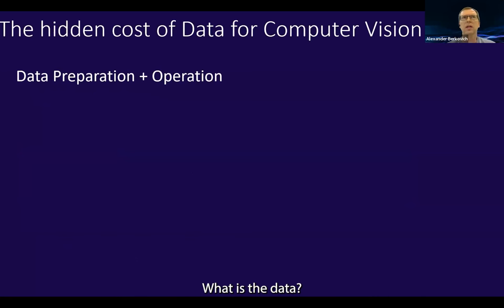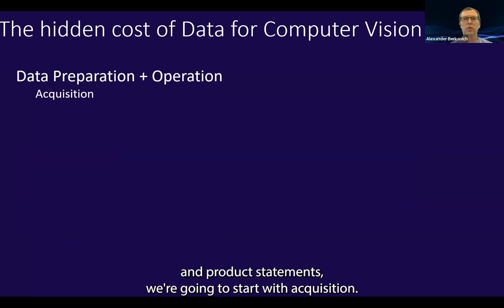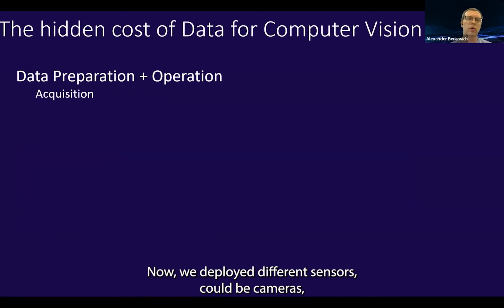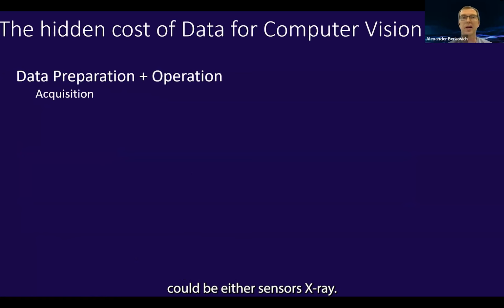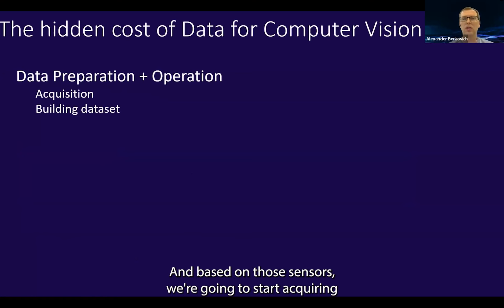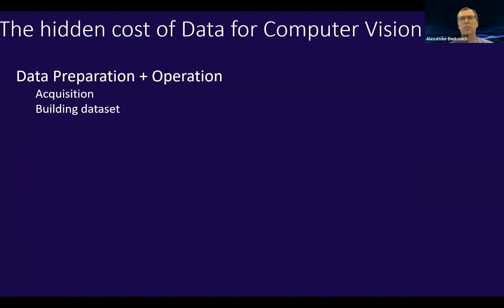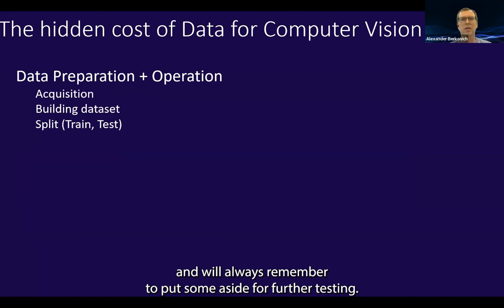What is the data? What is the data's life cycle? Obviously, based on the different project and product statements, we're going to start with acquisition. Now, we deploy different sensors. It could be cameras, it could be IR sensors, X-ray. And based on those sensors, we're going to start acquiring images, footage from different sources. And we always remember to put some aside for further testing.